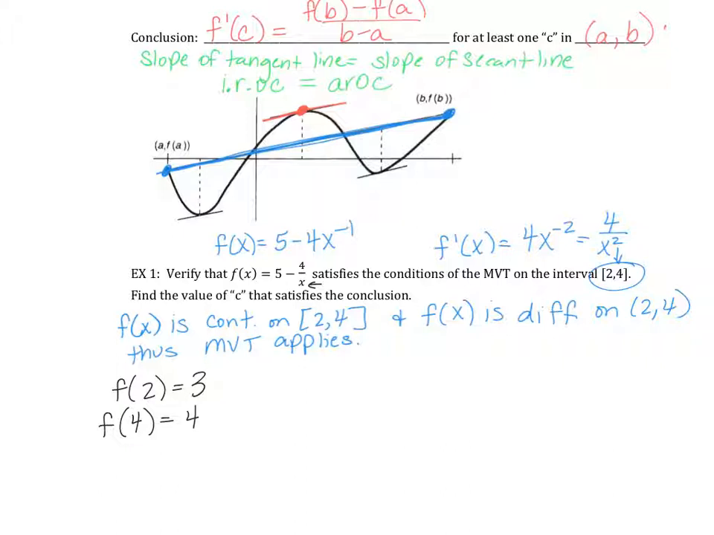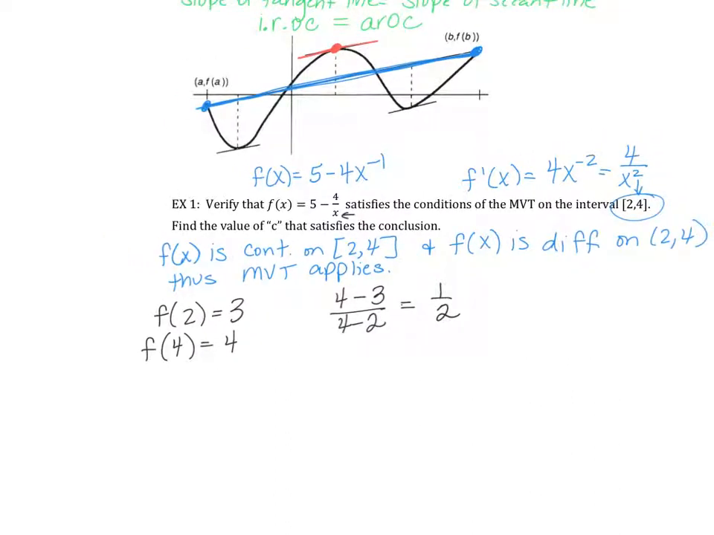So the slope of the secant line, if I find it by doing f of b minus f of a over b minus a, I end up getting 1/2. So the slope of the secant line is 1/2. So what does the mean value theorem say?